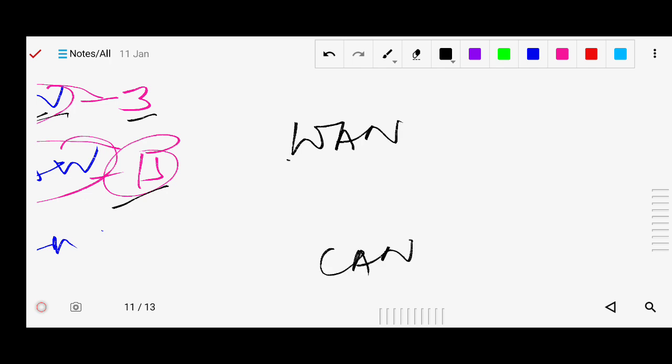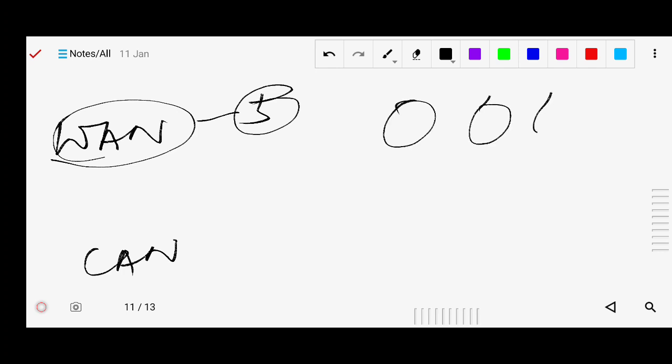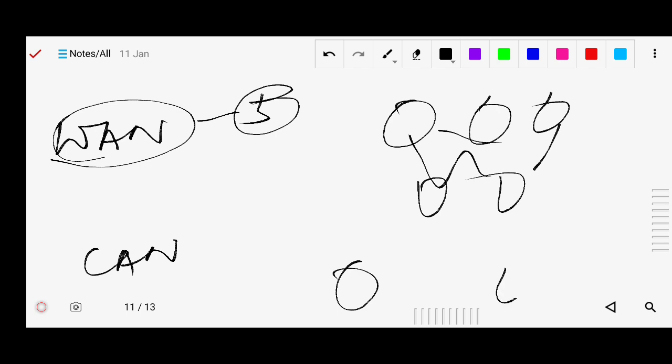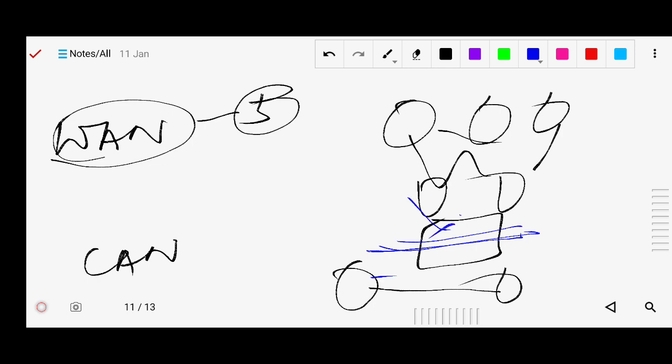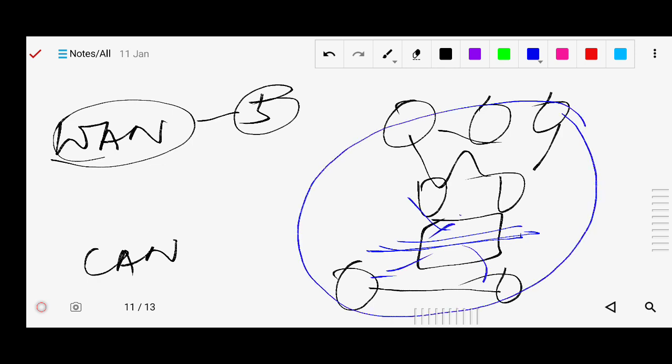Like there are 5 computers, 1 2 3 4 5. These are the computers, and in the CAN 2 computers are there, and we want to connect all of these, so we have to use routers here. So by the routers, this combined one network we can form with the help of routers.